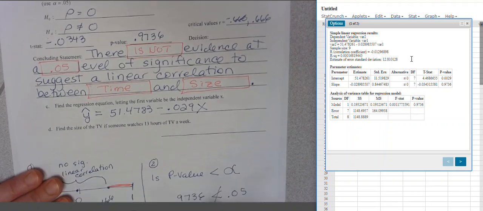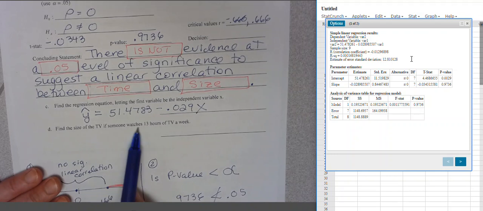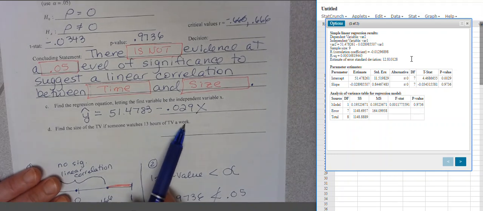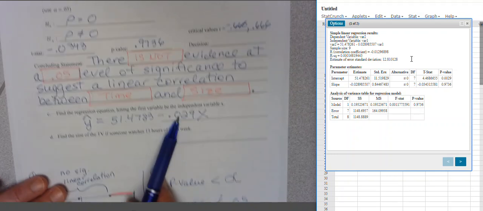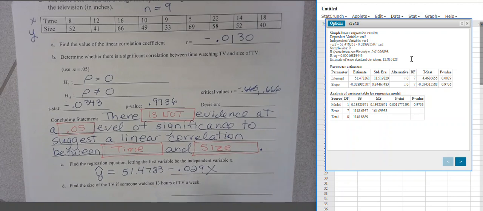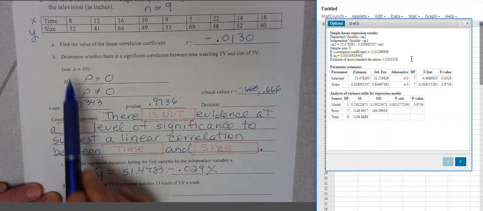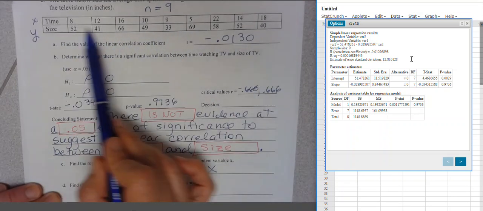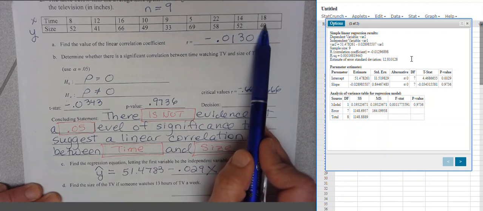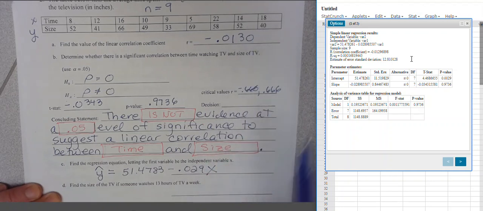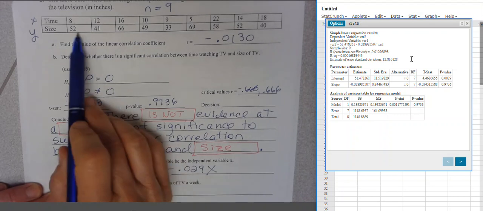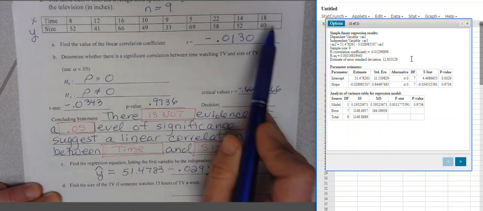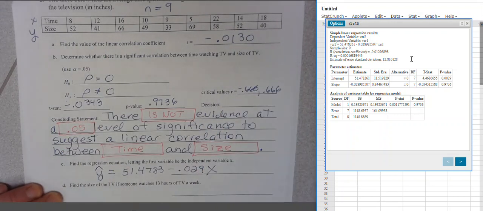The question is saying, find the size of a TV if someone watches 13 hours of TV a week. Well, we can't use this, but we still have some data here that can help us figure that out. We would simply look at all these sizes of TVs and find the mean. Find the average size TV, and that's going to be our best predictor of the size of a TV for someone who watches 13 hours of TV. There's really not a correlation, but we do have some data here. This might be helpful. That would be our best estimate to use.